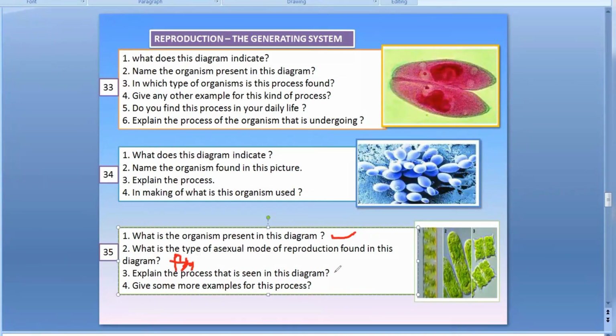Explain the process seen in this diagram. The detached fragment separates and develops into a new organism, which is called fragmentation. A piece or small part of the parent organism separates and develops into a new organism, and this is called fragmentation. Give some more examples of fragmentation. We can take bacteria and some members of algae.